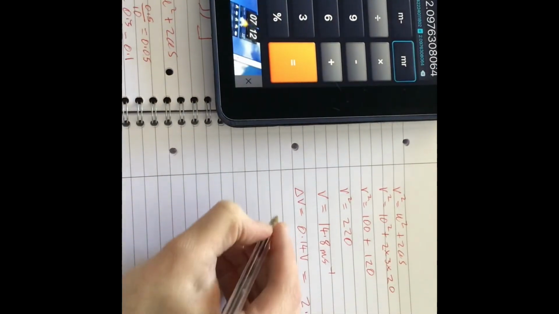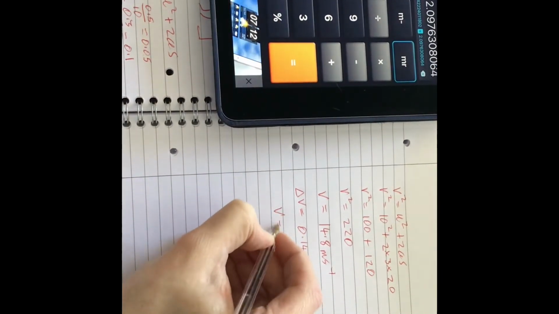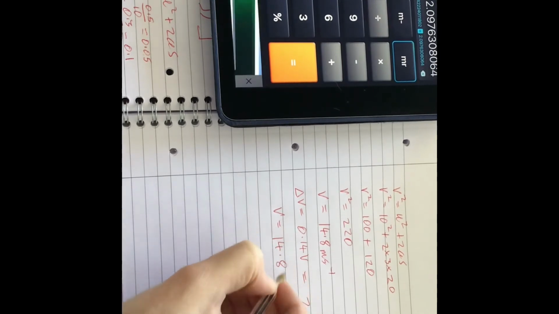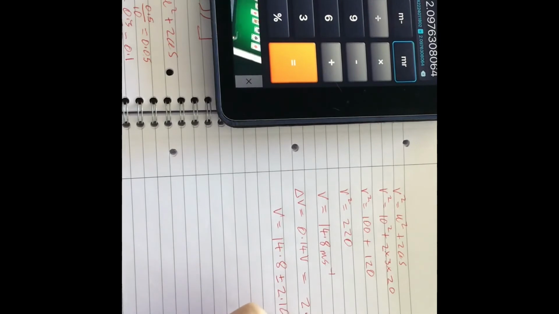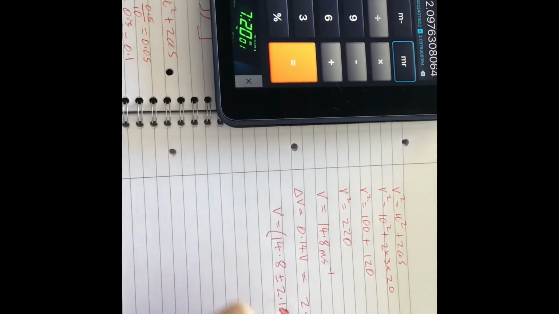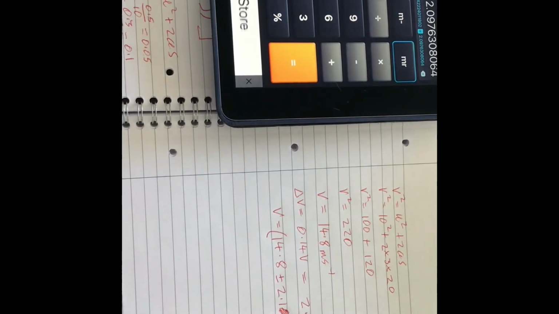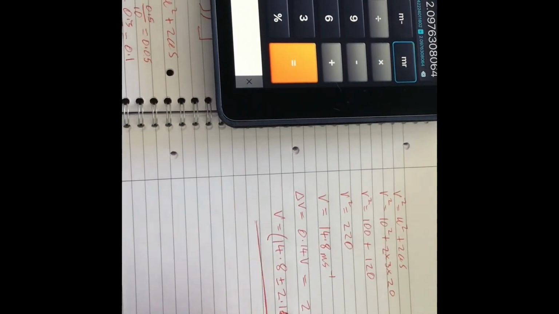And then my final answer would be written as V equals 14.8 plus or minus 2.10. Really, I shouldn't have that 0 there if I'm going to write it this way. Meters per second. And there we're done.